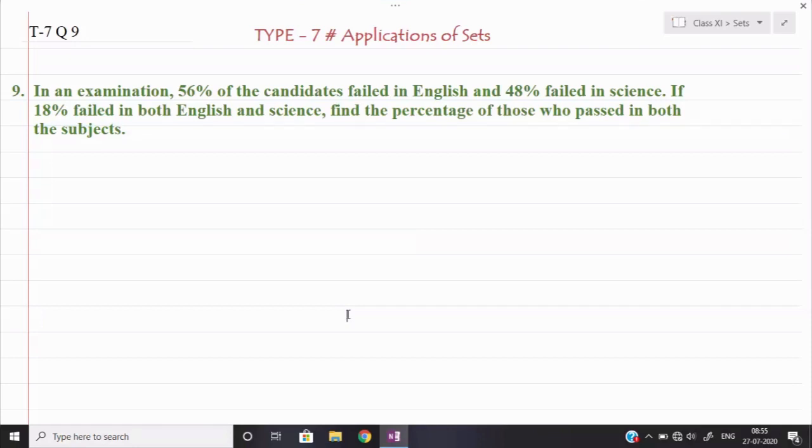First of all, see, one thing we shall write down here, denoting a symbol. So first I will write down, let A and B, let set A, set B denote the number of students failed.